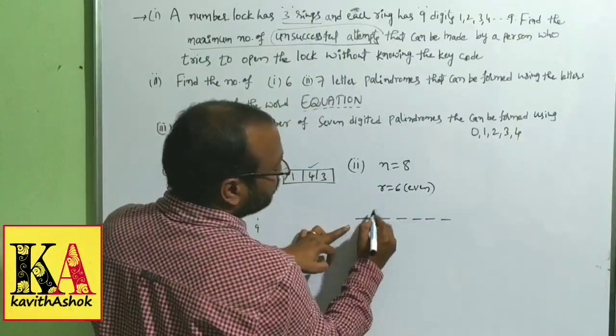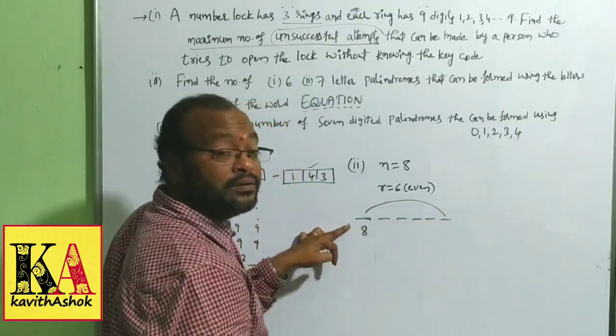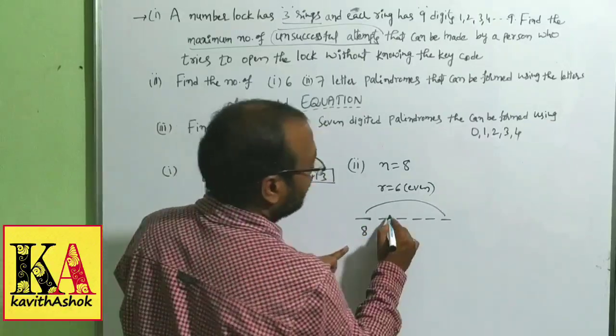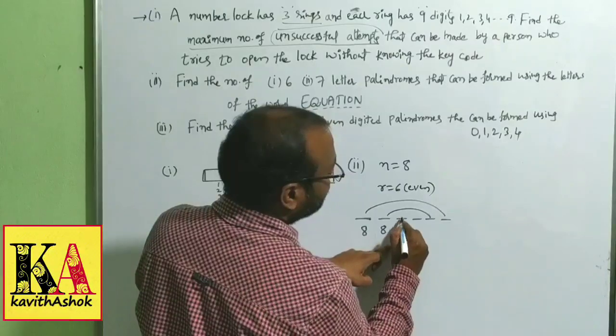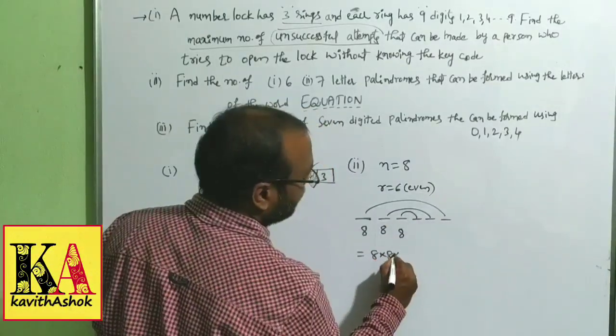To fill up the first place, we have 8 choices. If we fill this one, automatically the mirrored place is also filled. To fill up the second one also, we have the same 8 choices. Automatically this is also filled. To fill up the third one also, we have the same 8 choices. Now the answer is 8 into 8 into 8.